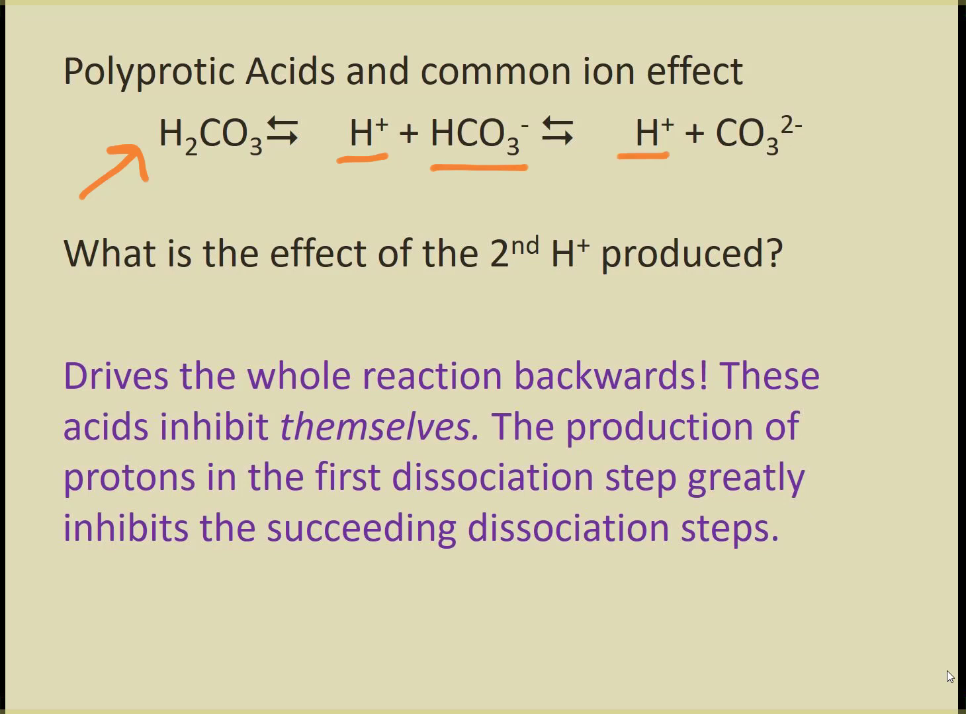Now, what is the effect of the second hydrogen produced? When it makes this, it's essentially adding hydrogen ion. So when you add to one side, it's going to push it the other way. Polyprotic acids have very, very low dissociation of that second hydrogen ion because it inhibits itself. As soon as it dissociates that second hydrogen ion, through Le Chatelier's principle, it's going to drive the reaction towards the reactant side.